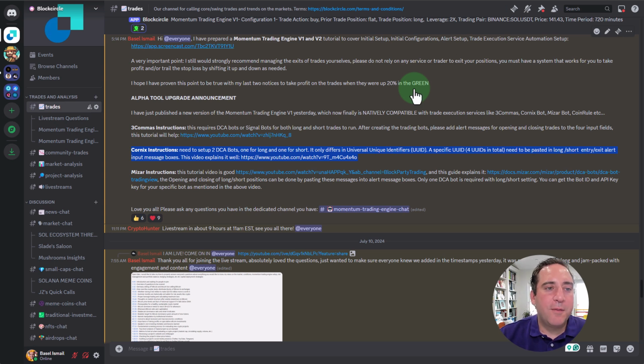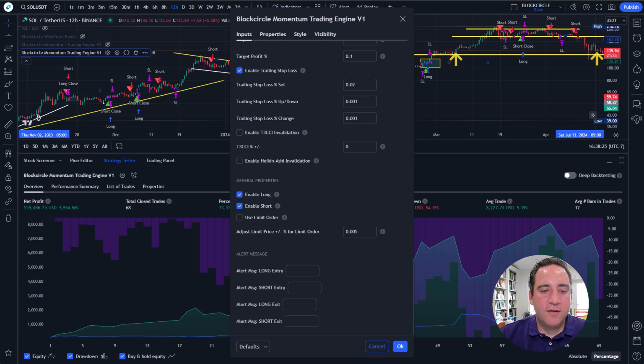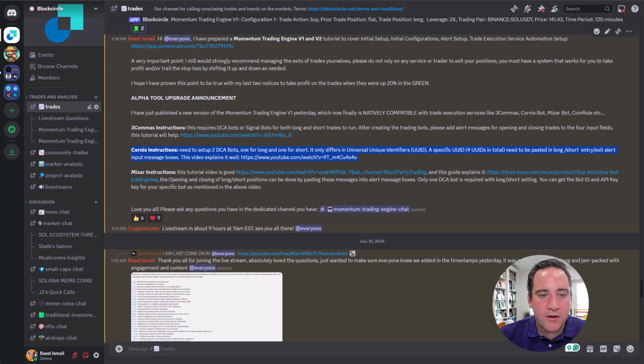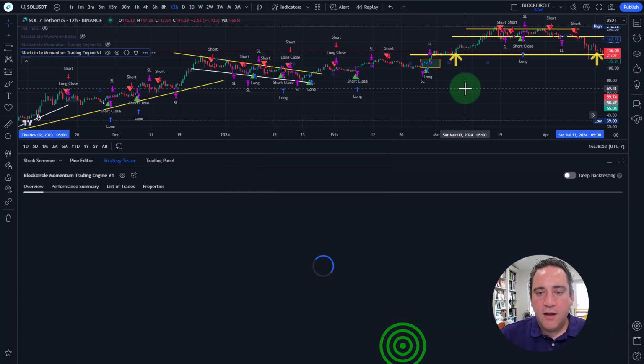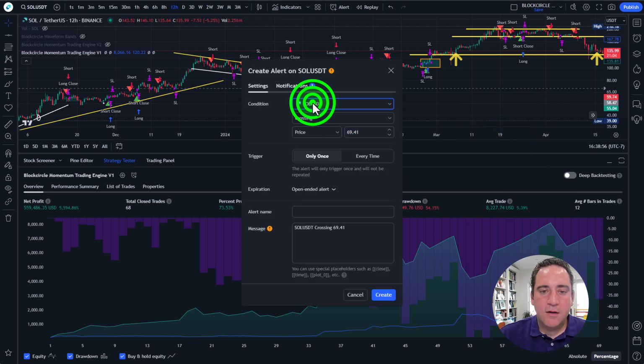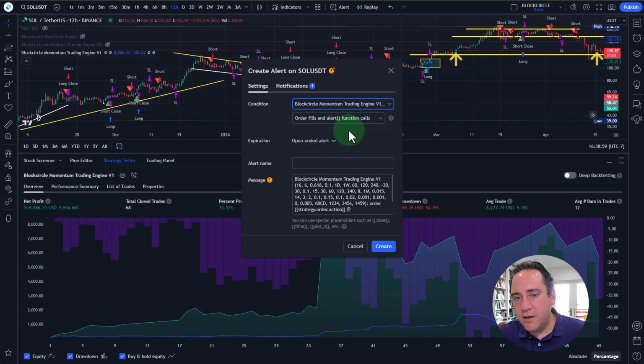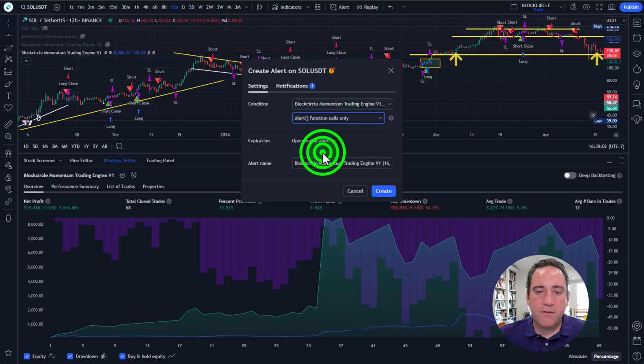So let's go back. I explained this in my post, but if you're using Cornix, for example, they're going to give you 4 UUIDs: a long entry UUID, a short entry UUID, a long exit UUID, and a short exit UUID, and you just type in what they give you. Once you've entered them, you click OK, then right-click, add an alert, go to your Momentum Trading Engine version 1, and this time click Order Alerts Functions Only.